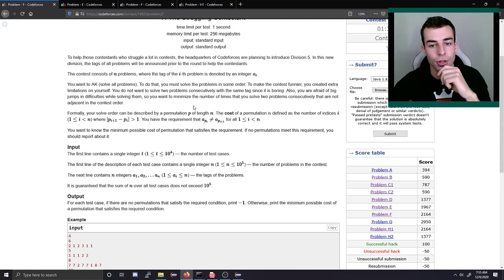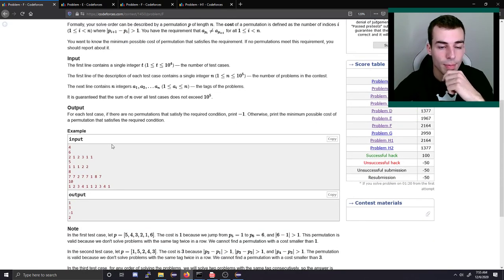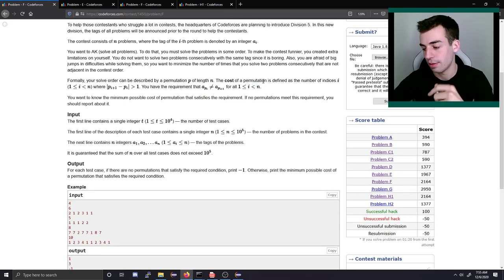What am I thinking about here? What's the minimum cost? We don't have to say how to do it. Minimum cost of a permutation that satisfies the requirement.